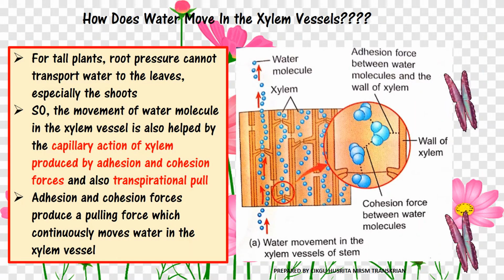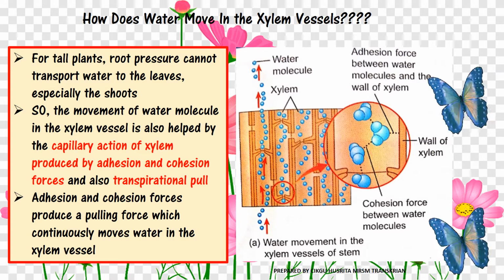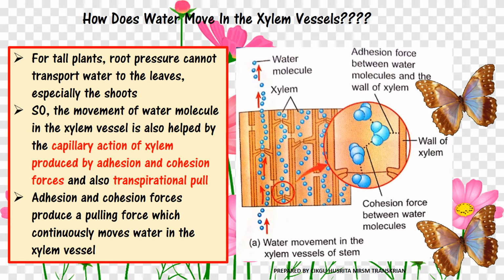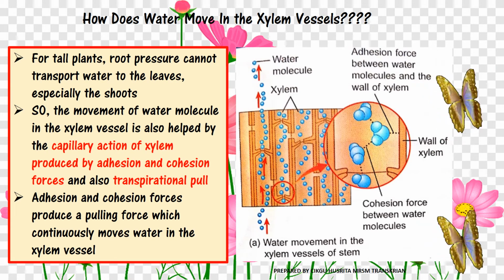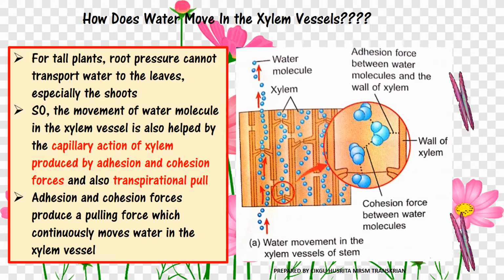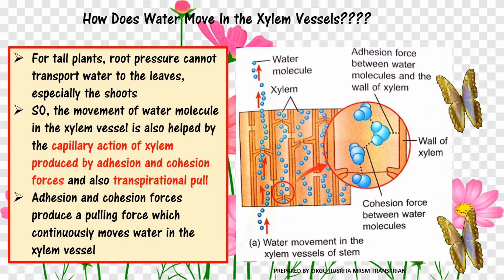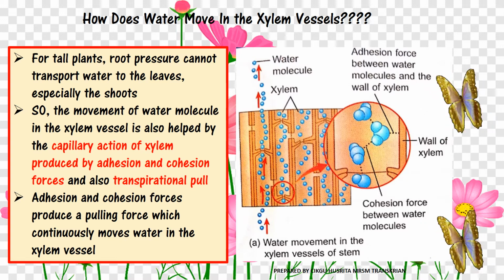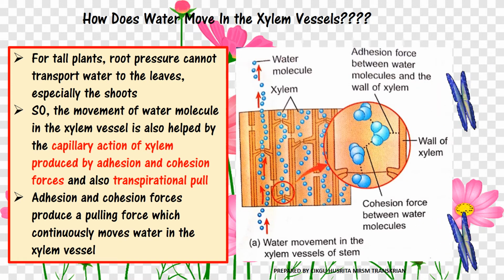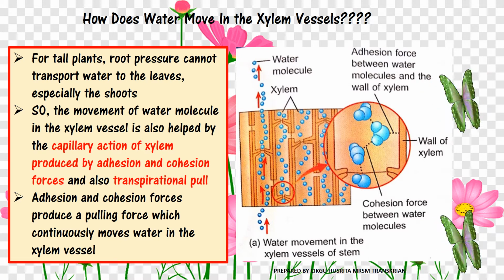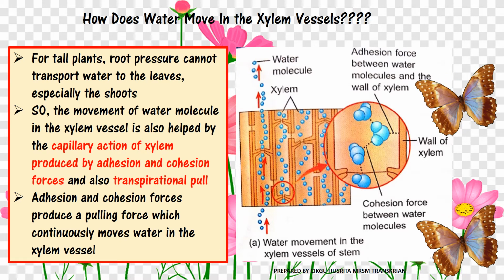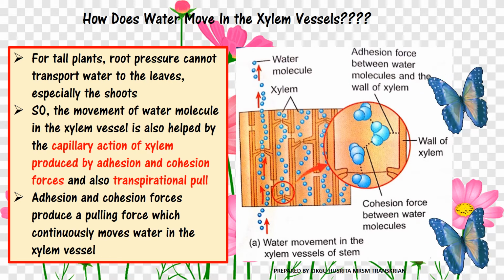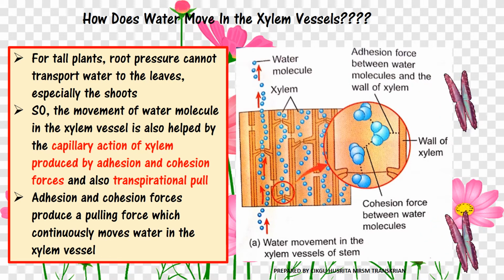Okay, the next one, what happens after the root pressure? So the water will be transported into the stem. For a tall plant, root pressure cannot transport water to the leaf, especially the shoot, because of gravity. So the movement of water molecules in the xylem vessel is helped by the capillary action of xylem, produced by adhesion and cohesion force, and also transpirational pull.